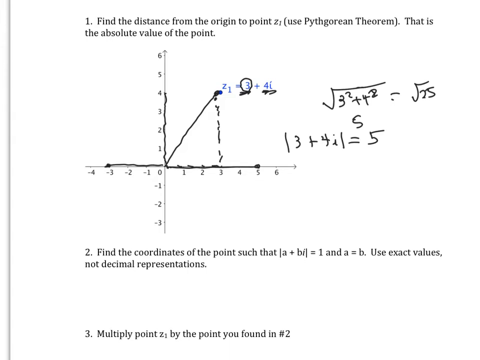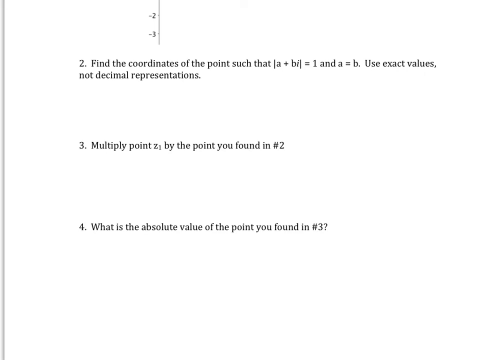Okay, so now we're asked, how do we find the coordinates of points such that the absolute value of the point is equal to 1 and a is equal to b? So basically we could rewrite this as a plus ai, since a is equal to b, and that means that the absolute value is the square root of a squared plus a squared, and that has to equal 1. Squaring both sides, we get a squared plus a squared is equal to 1, or 2a squared is equal to 1, which means that a squared is equal to 1/2.